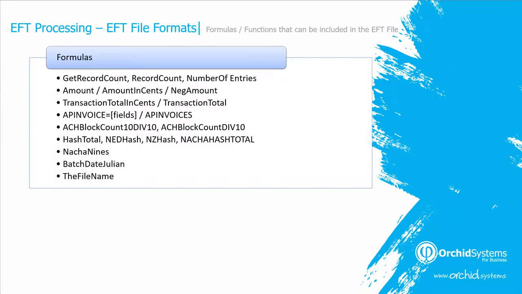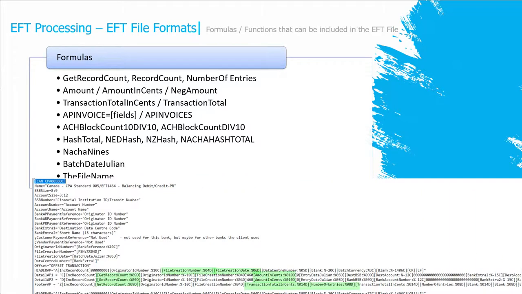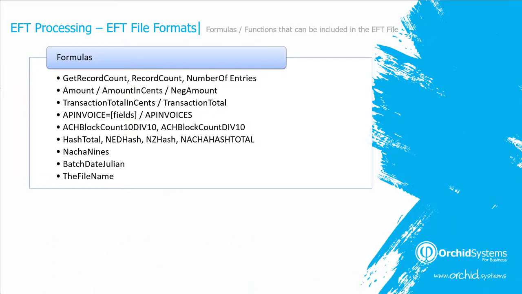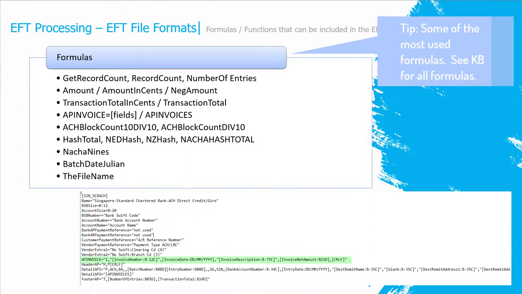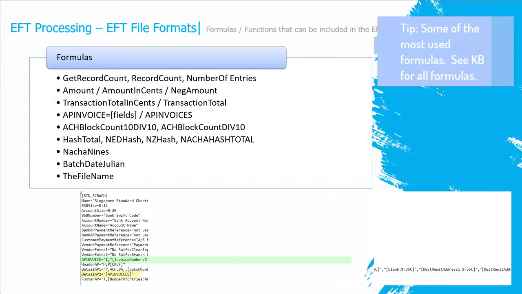There are some predefined formulas to assist you with some of the values that you need in the file. You can include the record count, and you can include the number of payment entries, which might not match the number of records. You can include the amount or the amount in cents or the negative amount if you want to negate the amount for refunds. You can include the transaction total formatted in cents or the transaction total. You can build up AP invoice applied details, and then by including AP invoices, it will include those fields for each and every applied invoice.